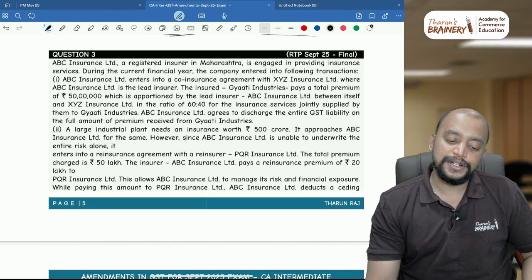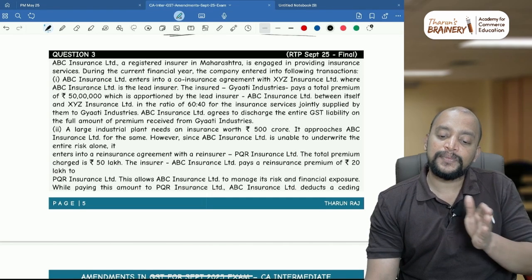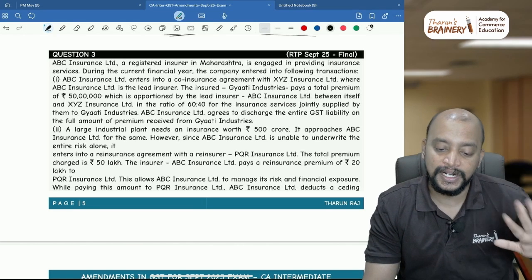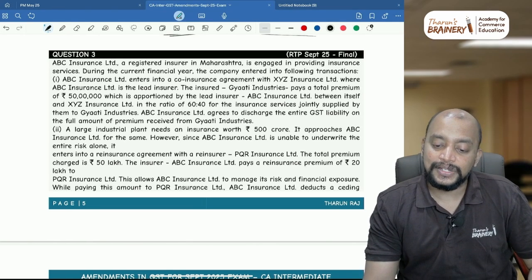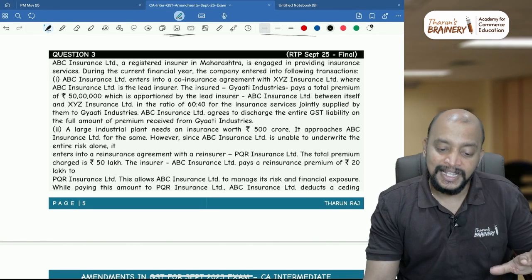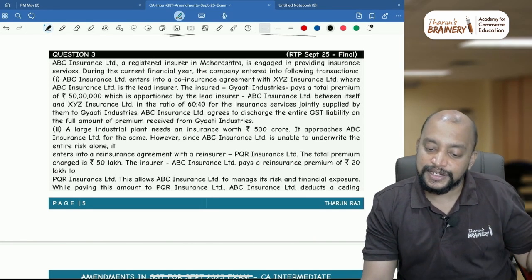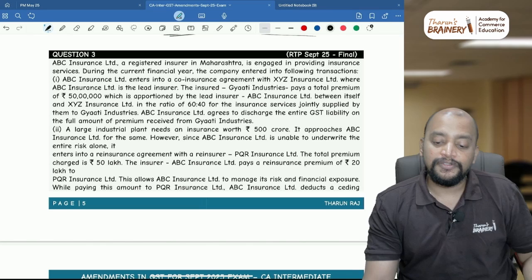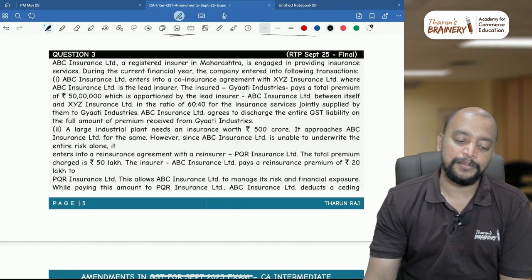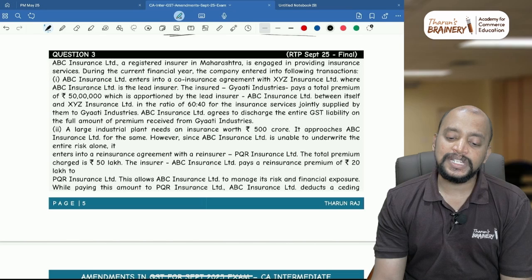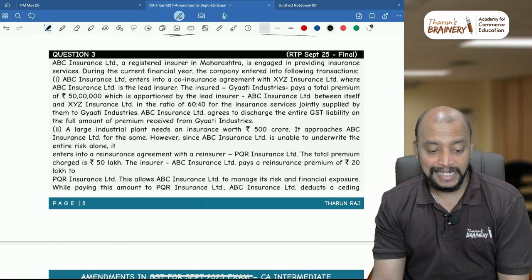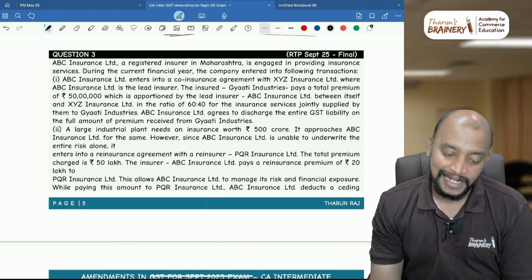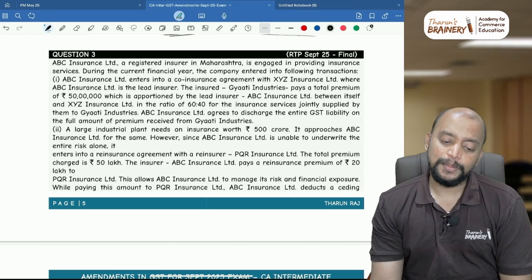ABC Insurance Limited enters into a co-insurance agreement with XYZ Insurance Limited, where ABC Insurance Limited is the lead insurer. The insured, Gyathi Industries, pays a total premium of 50 lakhs, which is apportioned by the lead insurer ABC between itself and XYZ Insurance in the ratio of 60:40 for the insurance service jointly supplied by them to Gyathi Industries. ABC Insurance Limited agrees to discharge the entire GST liability on the full amount of premium received from Gyathi Industries. Then in that case, what will be your answer?